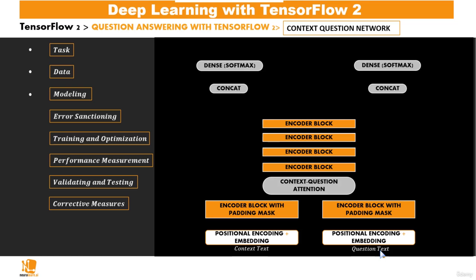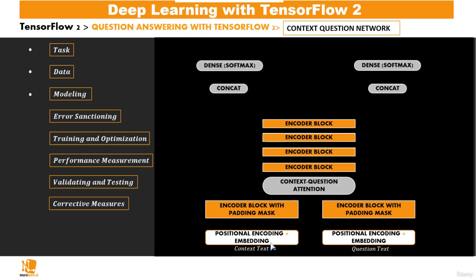Welcome to this section on modeling with a context question network. This context question network is made of two inputs and two outputs. For the first input, we have the context text, and for the other input, we have the question text. For one output, we have the position of the first word in the answer with respect to this context. And for the other output, we have the position of the last word of the answer with respect to this context.